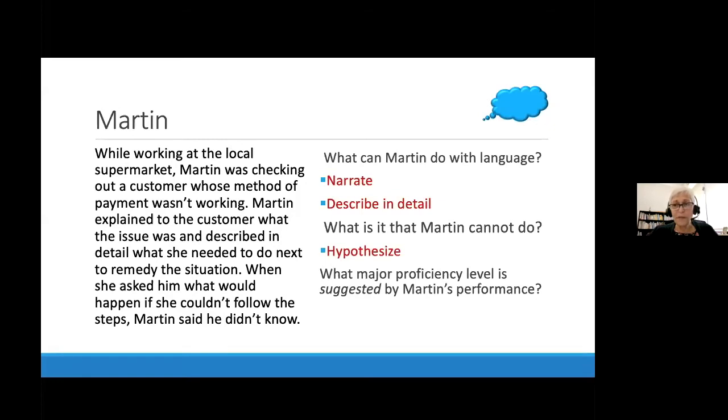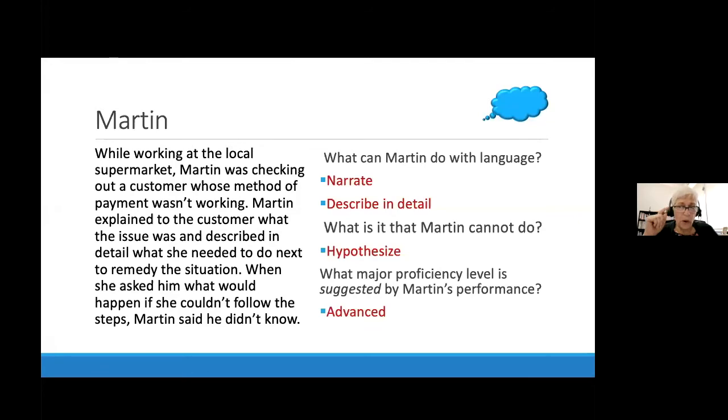One has to be able to think in very abstract ways in order to be able to speak in abstract ways. So it may be that he did know, but he couldn't articulate that idea. We don't know. That's why I asked about levels that are suggested. So this is clearly a suggested level of advanced.